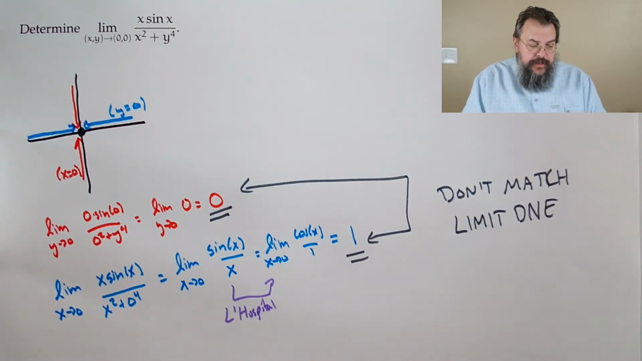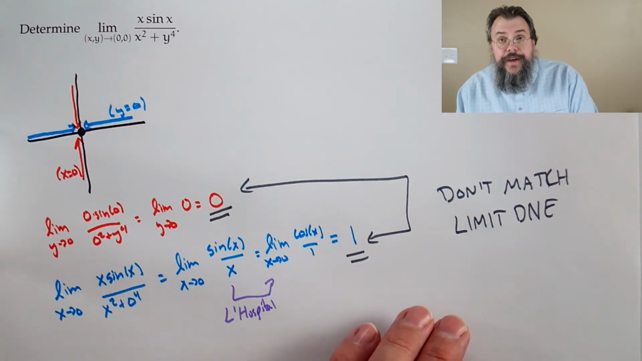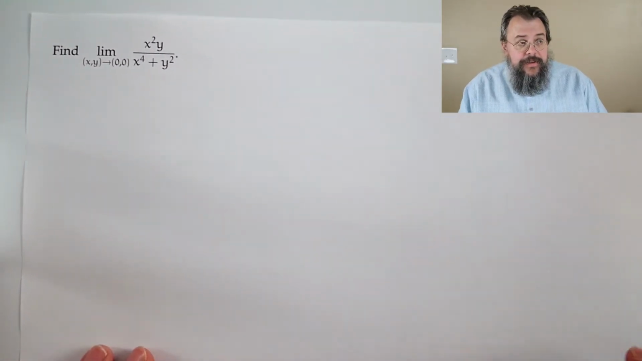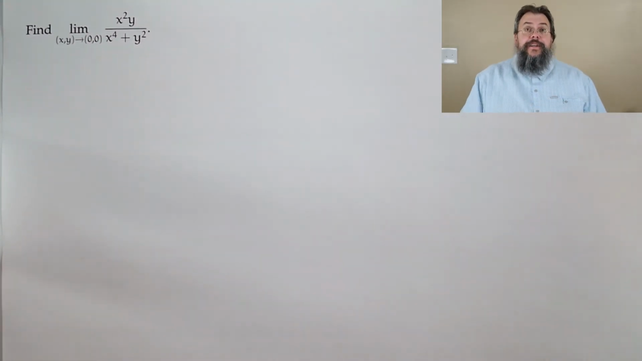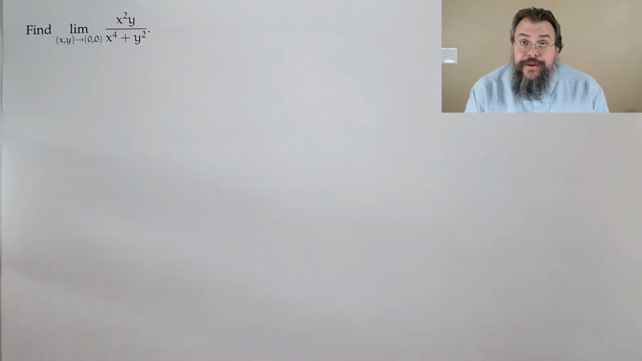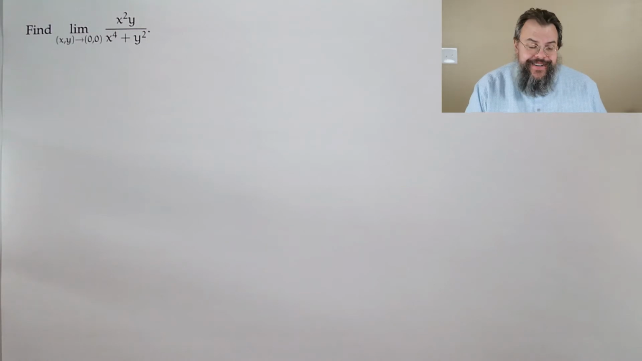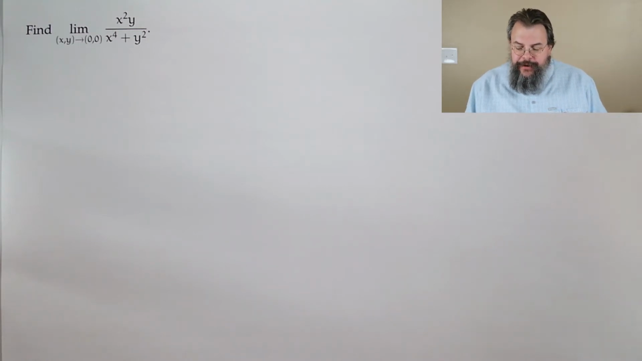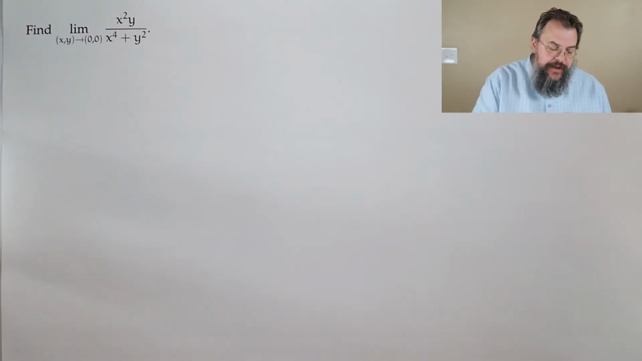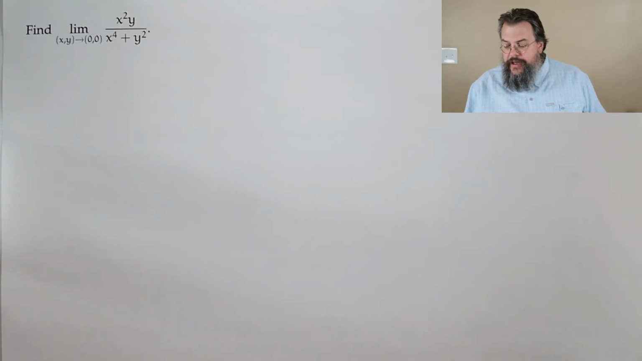All right, good. Well, let's try some more. Okay, now, a fun one. Oh, yeah, this will be good. Find the limit as (x,y) goes to (0,0) of x squared y over x to the fourth plus y squared. Wow. Okay, cool. Well, let's do what we did before. Let's take it along some various lines. Okay, so let's try things.